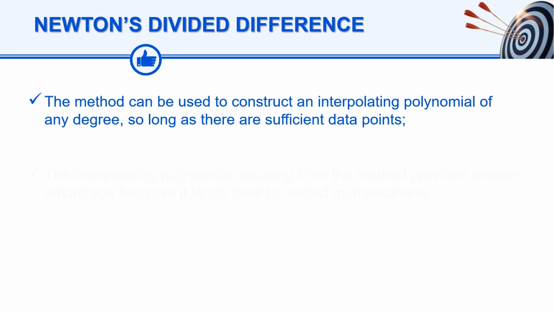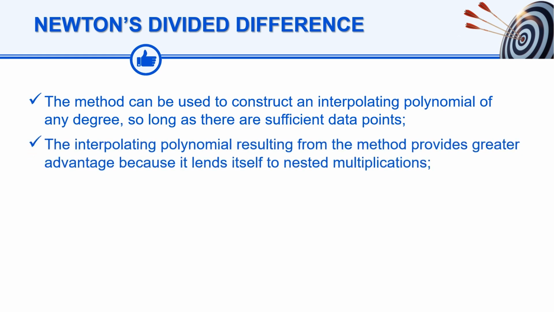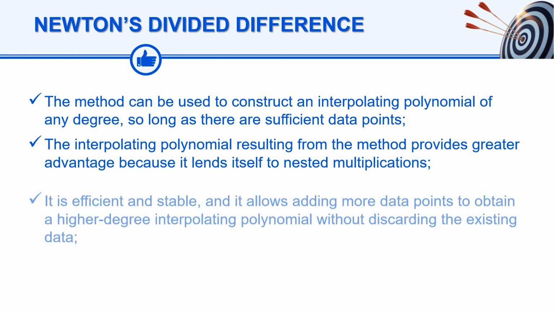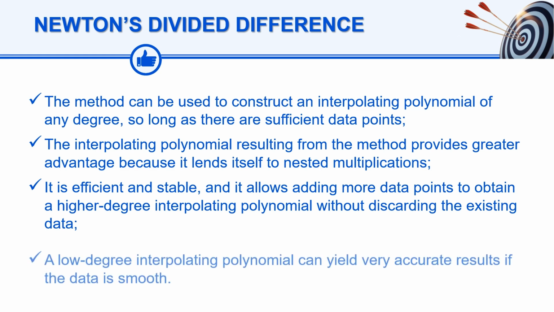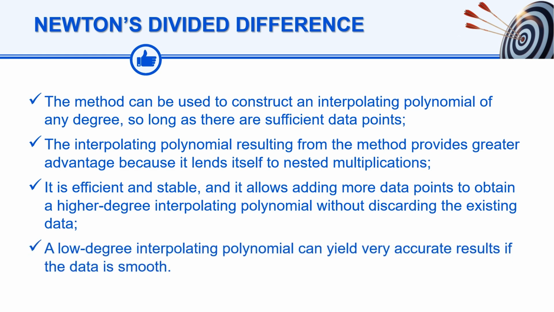The interpolating polynomial resulting from the method provides greater advantage because it lends itself to nested multiplications. It is efficient and stable, and it allows adding more data points to obtain a higher degree interpolating polynomial without discarding the existing data. A low-degree interpolating polynomial can yield very accurate results if the data is smooth.